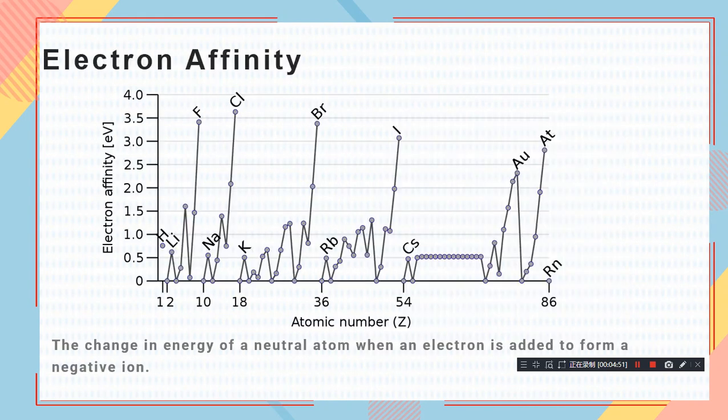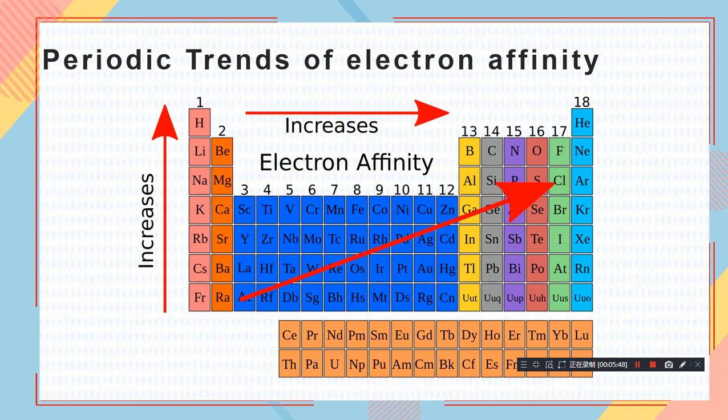Okay, electron affinity. In the diagram, you can see hydrogen has a bigger electron affinity. The definition of electron affinity is the change in energy of a neutral atom when an electron is added to form a negative ion. In general, non-metals have bigger electron affinity than metals, because following the octet rule, an atom with 7 valence electrons wants to become 8. This means going from an active state to a stable state, so it needs a big energy change during this process. The periodic trend is increasing from bottom to top and from left to right.